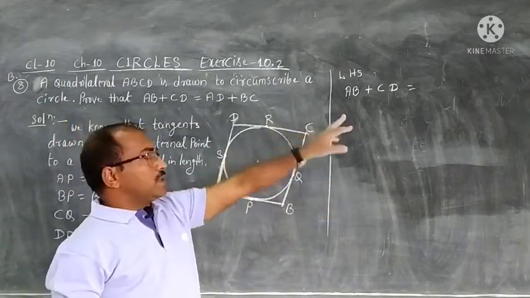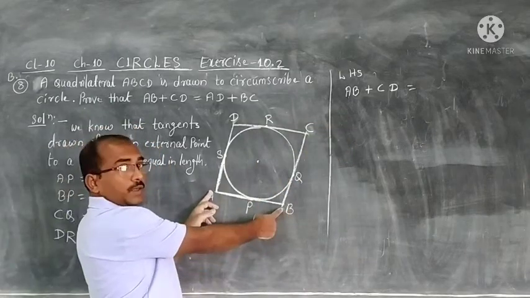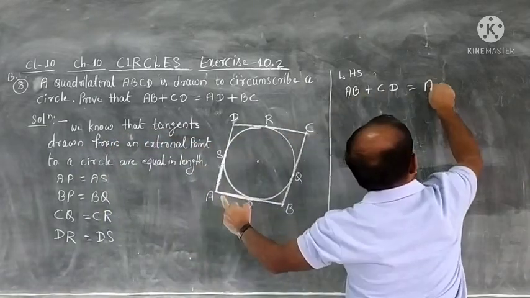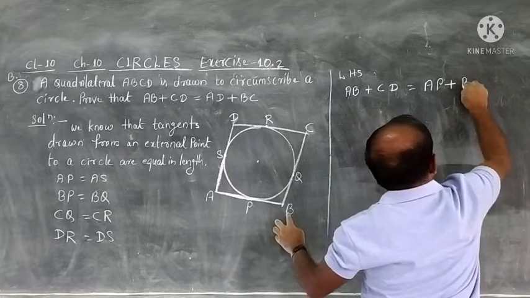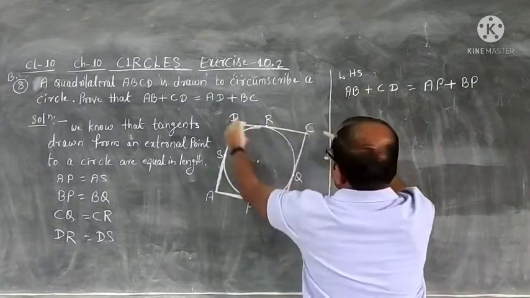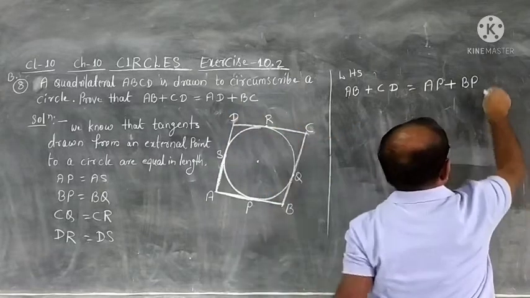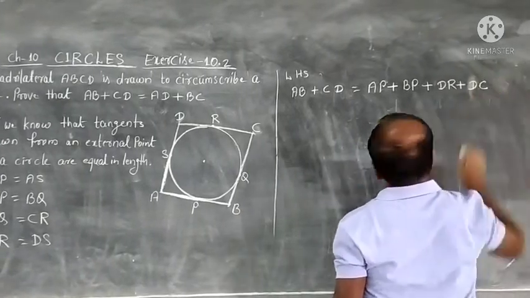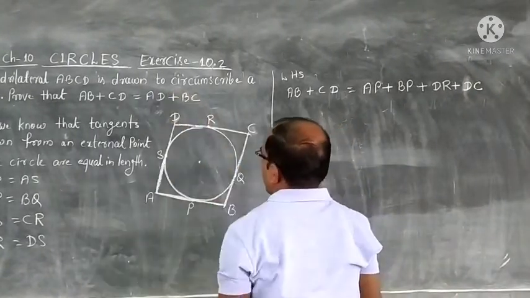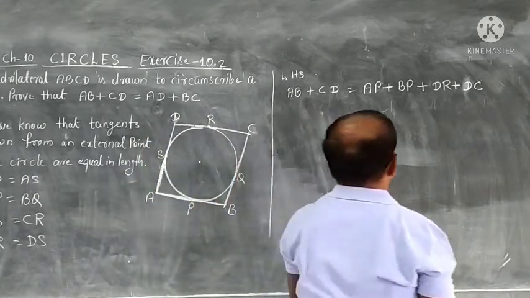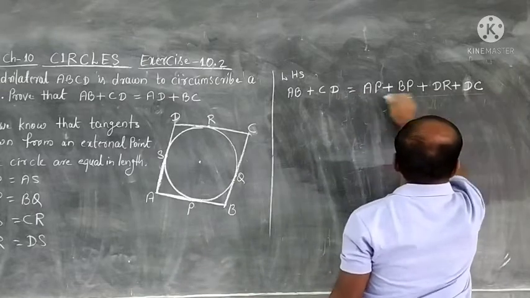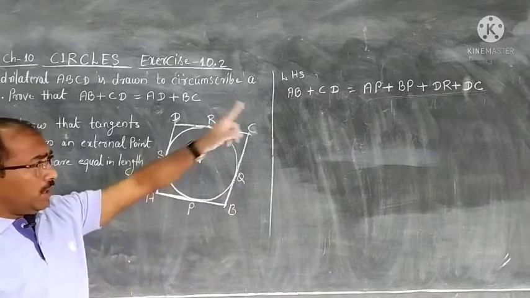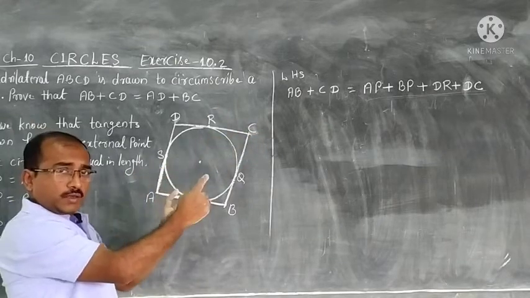Now we will look at AB and CD in the figure. This is AB. Clearly we are seeing AP and PB, two parts are there. So AB is equal to AP plus BP. Then we look at CD. It has DR and RC, so CD is DR plus RC. Then we see what we have to prove: these two sides will be equal. So from these four, how will we reach these two sides? We have to keep connecting with the figure.